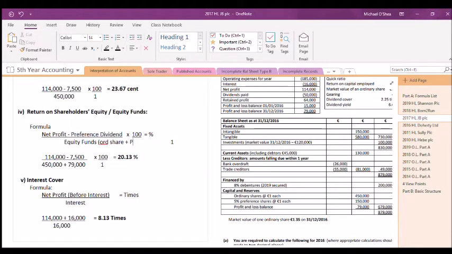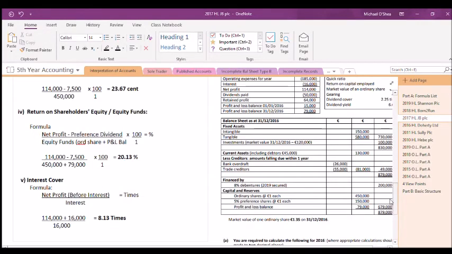plus P and L balance. So I can multiply that out then. Below, so I have my answer to my net profit is 114,000. I have my preference dividend is minus 7,500, and 450,000 is my ordinary shares. My profit and loss balance is 79,000. I put all those in and I get 20.13%. Trick to this here is finding the formula. It's return on shareholders' equity is return on equity funds. After that, you just plug in the information that you have.